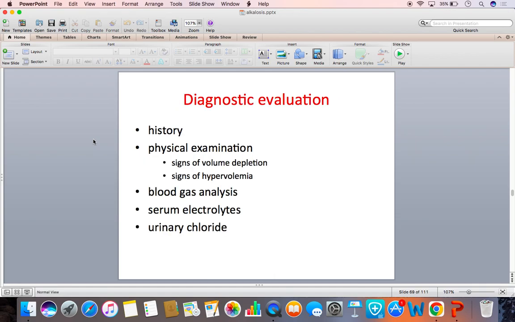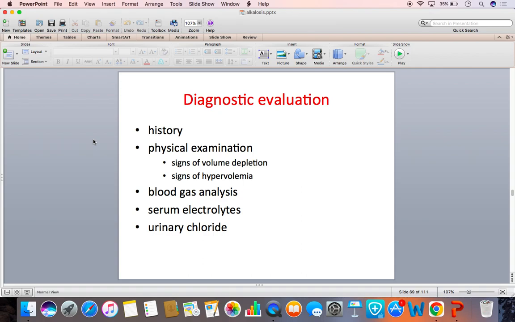Then how do you go for diagnostic evaluation? Take the history whether the patient is suffering from GI disturbances in the form of diarrhea, vomiting, etc. Is the patient suffering from renal issues, or is the individual taking diuretics for a longer time?